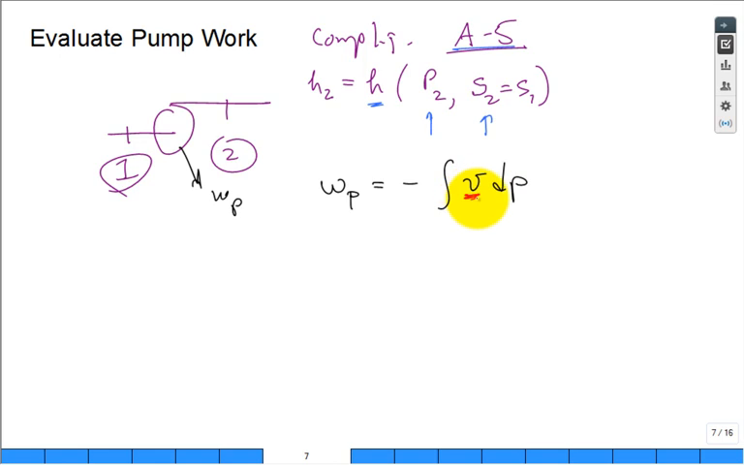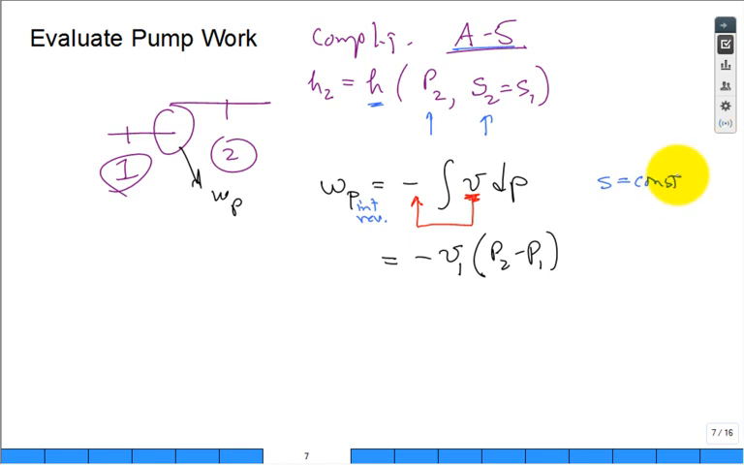Because the specific volume of a liquid, like liquid water, doesn't change much flowing through the pump, that can come outside the integral. This is a very easy integral, so we have V sub 1 times P2 minus P1. You then calculate the work of the pump. But there's a little subscript on this, int rev. What does that mean? That means that S is a constant. You don't have any irreversibilities. But this is a great approximation.